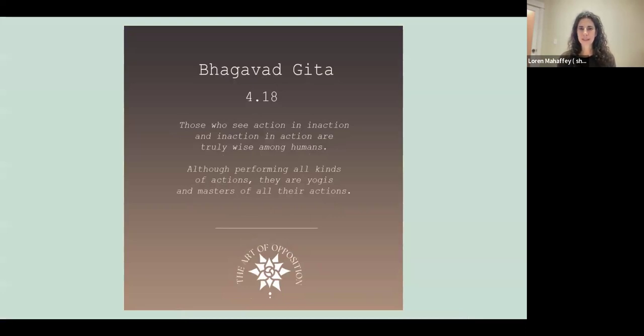Bhagavad Gita 4:18: "Those who see action in inaction and inaction in action are truly wise among humans. Although performing all kinds of actions, they are yogis and masters of all their actions." And this really speaks to Sthira Sukha, those opposing qualities existing simultaneously.